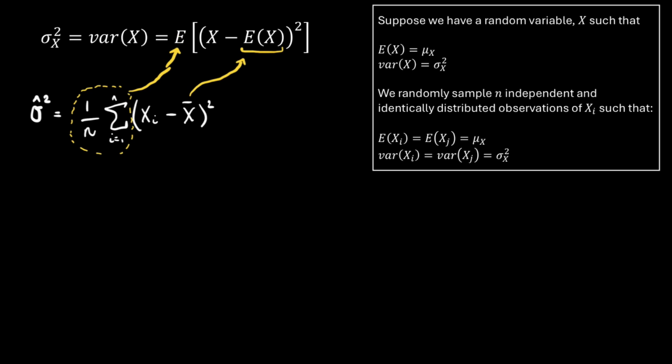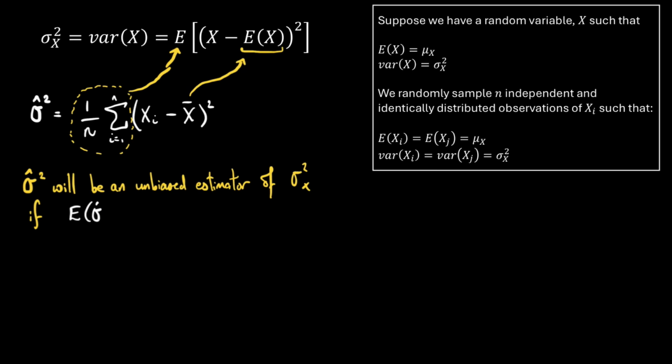Now, what we're going to try and do is analyze this estimator to see if this is an unbiased estimator. And remember, this sigma hat squared will be an unbiased estimator of the population variance sigma squared x if the expected value of sigma hat squared is equal to the true population variance sigma squared x.